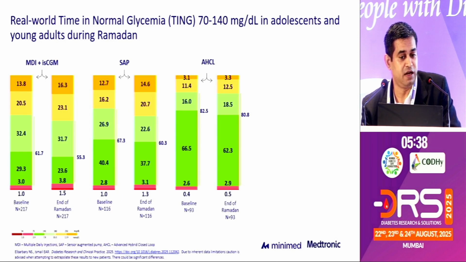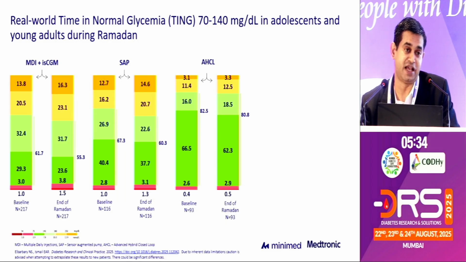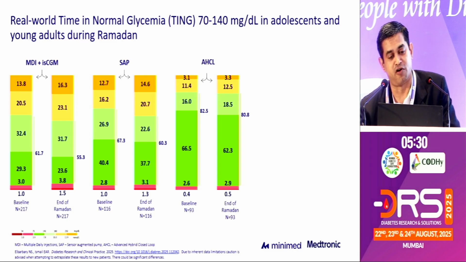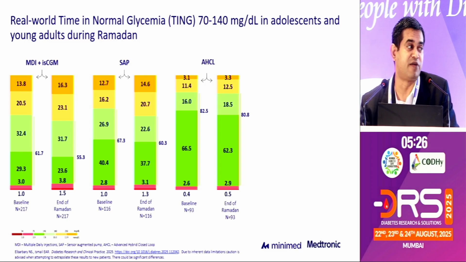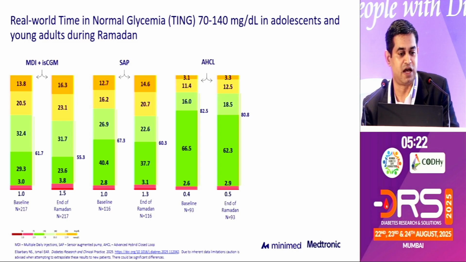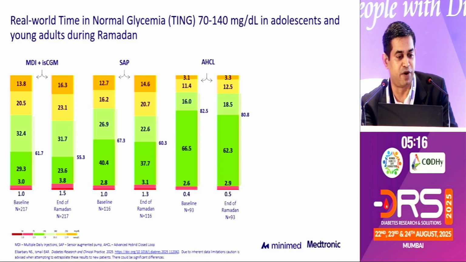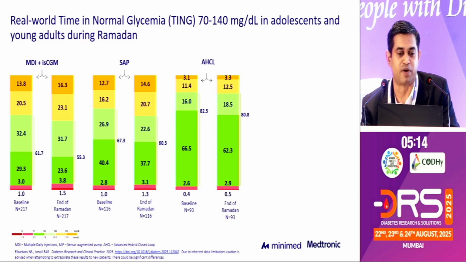This is during Ramadan. Again, it mentions time in normal glycemia, TING, T-I-N-G. So this is a new term for TITR, time in tight range, that is 70 to 140. They have not decided whether to call it TING or time in tight range. You can see in Ramadan also, before Ramadan, end of Ramadan, you can see the AID system or AHCL giving you much better time in range and time in tight range as compared to MDI or sensor augmented pump therapy. Very, very flexible.